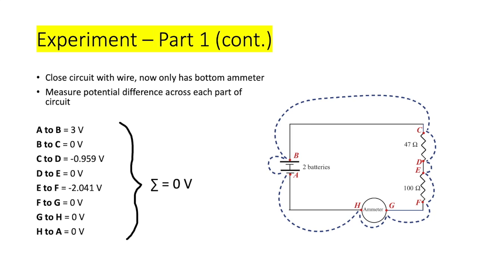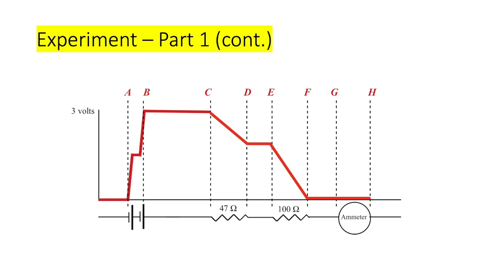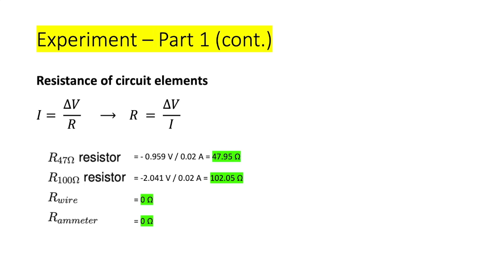This is what we would predict, as we know that the round-trip potential difference, no matter the path, will always be 0. Here you can see a visual representation of how the voltage starts and ends at 0 across the circuit. As predicted, the voltage drops from C to D and E to F, where the resistors are placed. Finally, we can calculate the resistance of each of the circuit elements shown using the potential difference and current values. By rearranging our current equation, we can calculate resistance by dividing potential difference by current.